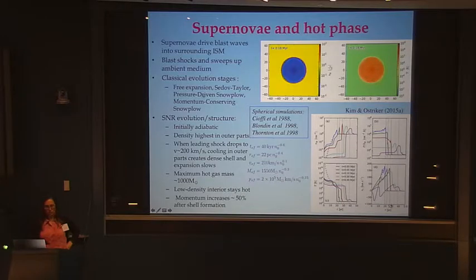If you actually do this in detail with a simulation, you find that this phase of the pressure-driven snowplow does not actually live very long, basically because instead of having this adiabatic hot gas in the interior of the supernova remnant, that gas tends to condense onto the inside of the leading shell, so you lose the hot gas, it cools away. And so the duration of the pressure-driven snowplow actually is not that significant.